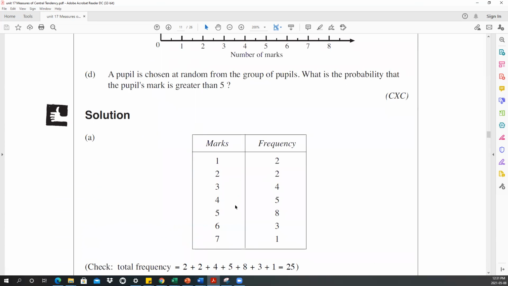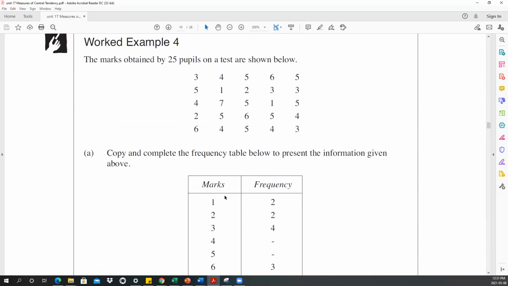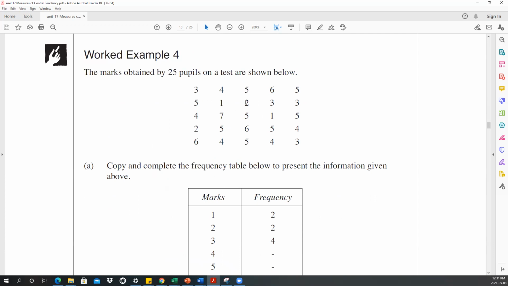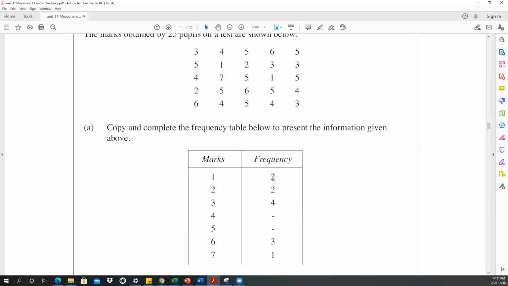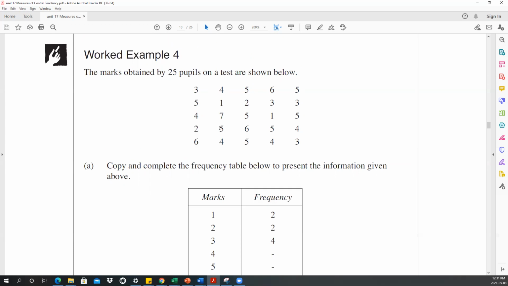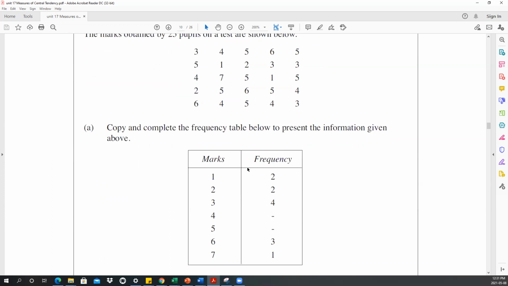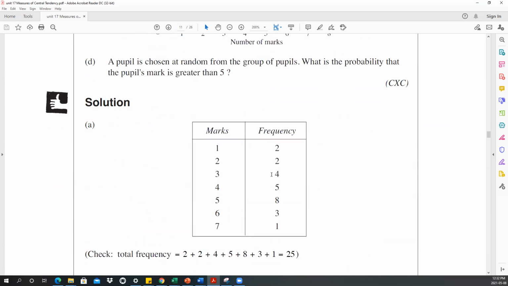So you fill out this frequency table. Copy and complete the frequency table below. So you say 1, 2 times, 2, 2 times, just validating what they have. You say 3, 4 times: 1, 2, 3, 4. What about 4? I say 4: 1, 2, 3, 4, 5. So right here I would have 5. And for 5 marks: 1, 2, 3, 4, 5, 6, 7, 8. So I said that 8 times. So they complete that for us here.